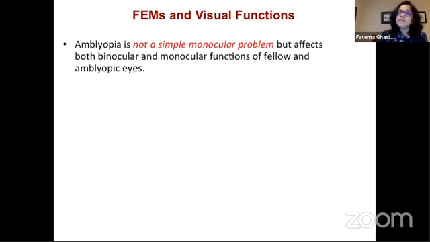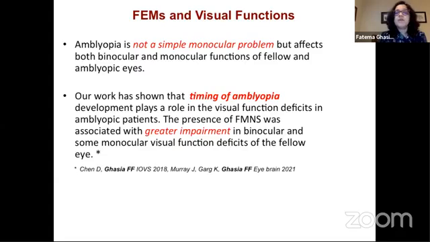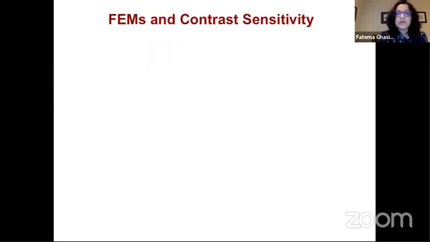So the next thing I want to talk about is, why is it important to characterize this fixation stability? Recent research has suggested that amblyopia is not a simple monocular problem, but it affects both binocular and monocular functions of the fellow and amblyopic eye. And our work has shown that the timing of amblyopia plays a role in the extent of visual function deficits seen in amblyopia. So with the presence of FMN, there is greater impairment in binocular and some monocular visual function deficits of the fellow eye. Here I'm going to talk about contrast sensitivity measurements.